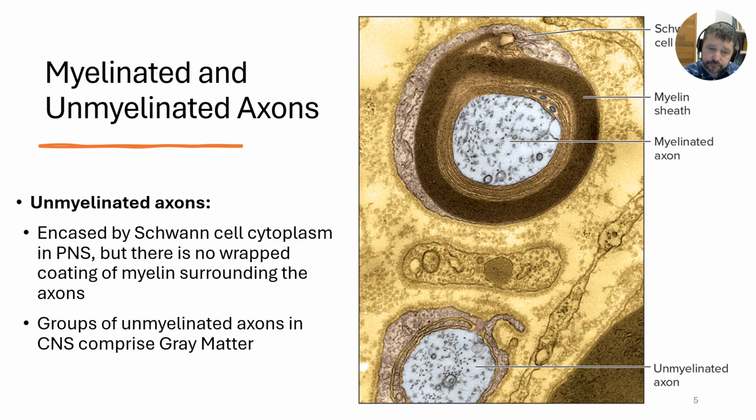Unmyelinated regions occur in the central nervous system also. Here you can see the myelin sheath. If we did a cross section, you can see this dark matter is the myelin sheath, and the axon is running through. If it's unmyelinated, it's just the axon. There's a little bit of membrane around that axon, but there are no bands of myelin going around. There's still a Schwann cell associated with it on the outside, but again, no myelination.